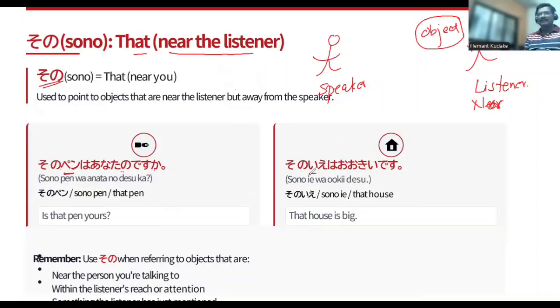Sono ie wa oki desu. That house is big. As per our rule, sono is followed by a noun. This is pen and ie is home. It is followed by a noun. And when the speaker says sono, it means it is away from the speaker.